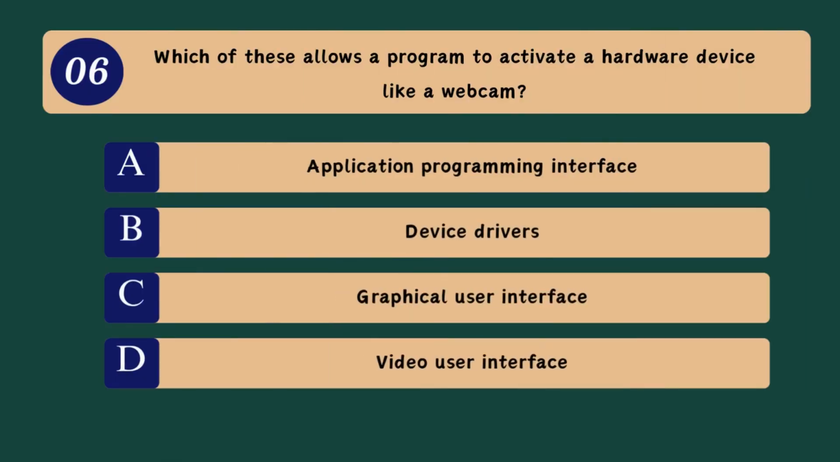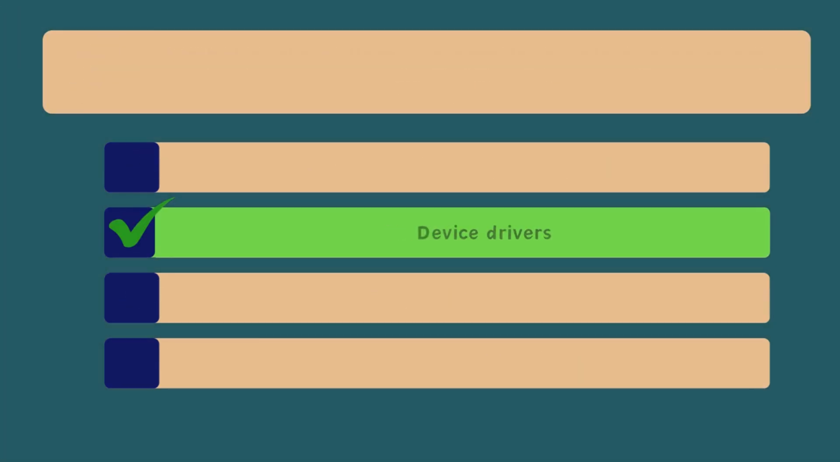Question 6. Which of these allows a program to activate a hardware device like a webcam? A. Application Programming Interface. B. Device Drivers. C. Graphical User Interface. D. Video User Interface. Correct answer: B. Device drivers.